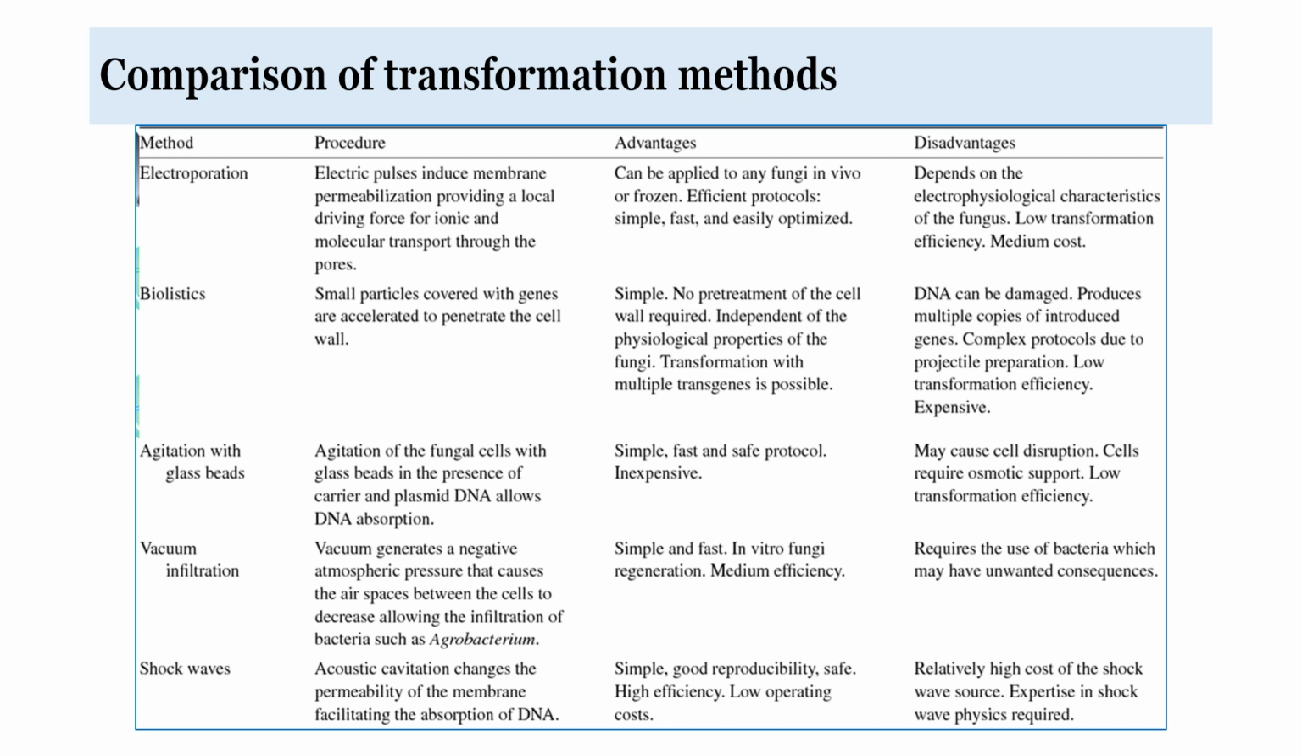Okay, here I have listed a comparison of transformation methods. I will not go into the detail. You know electroporation already. We are using electricity to create pores in the cell membrane, and then biolistics, our gene gun. So we are using tungsten particles coated with our DNA, and then we are just bombarding them into the nucleus of the cell. Agitation with glass beads, we are going to study in detail at the end of this chapter, and vacuum infiltration and shock waves. Here there is a comparison of all of these methods, and at the end of this chapter I'm going to show you videos regarding these. Okay.